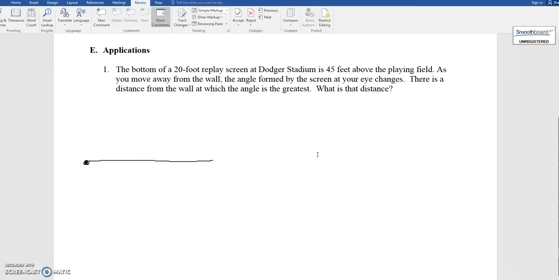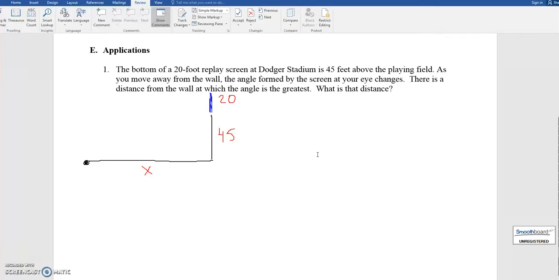So you have to go up 45 feet. Let's say this length right here was 45 feet, and then I'm going to change color here a second. Let's say that this is the screen. Okay, so I know a few things. I know that this was 45. I know that this was 20. And then I want to figure out this. This is x. How far away do I have to be so that I've optimized my viewing window?